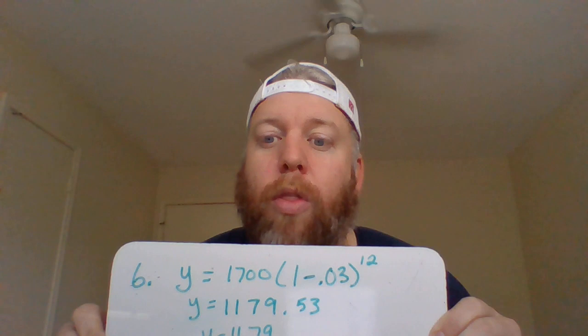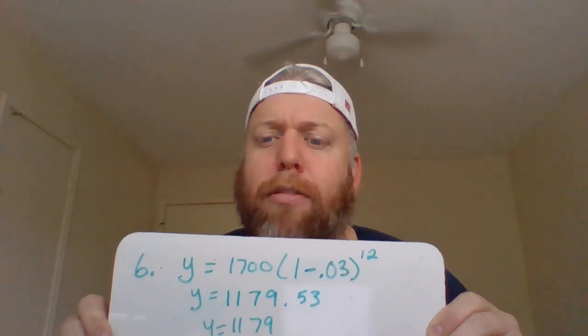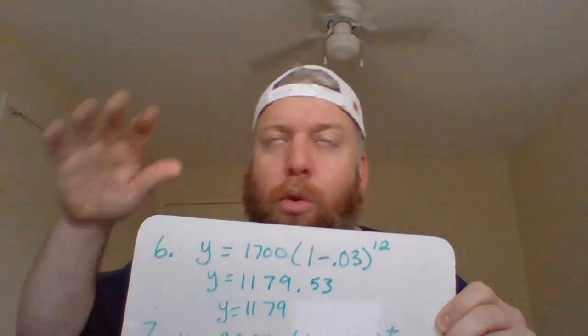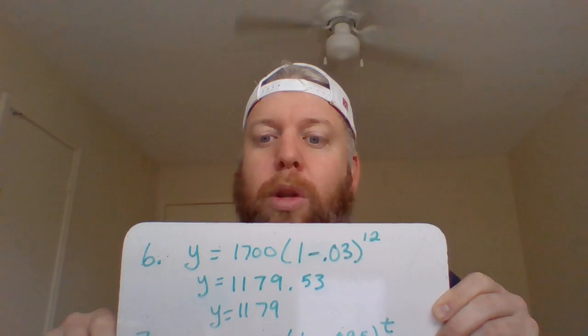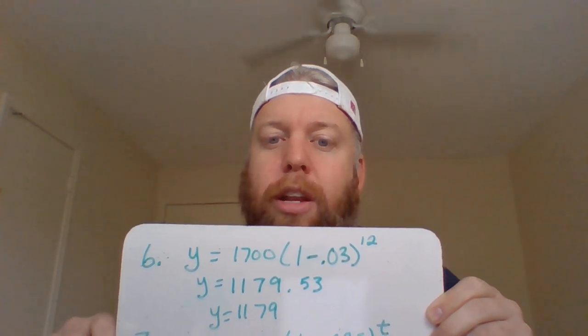And we got 1,179.53, but we know we can't include that 0.53 of a person, just a pair of legs walking through a room or something like that. We're not including that. So we bump it down to 1,179.